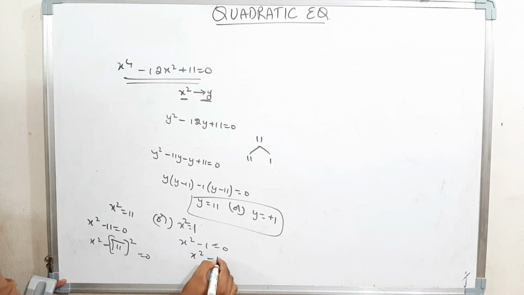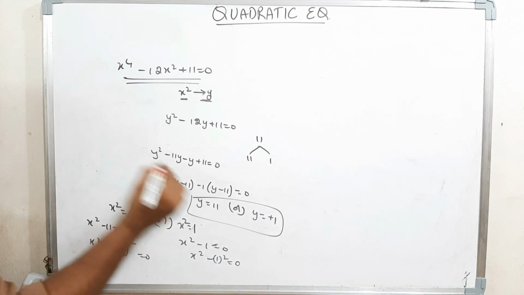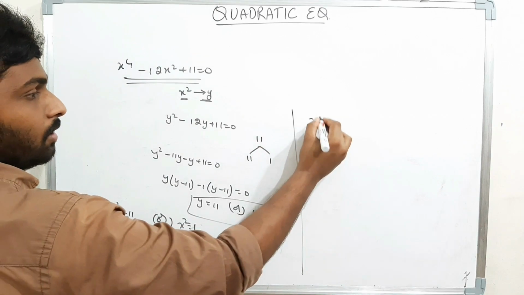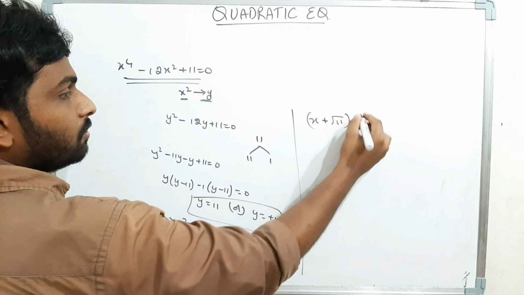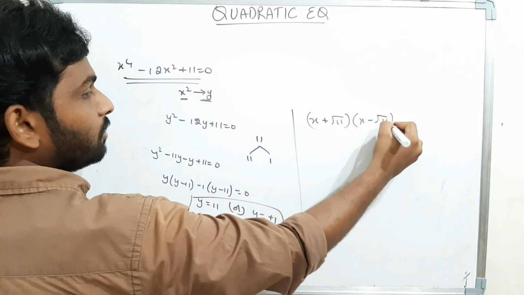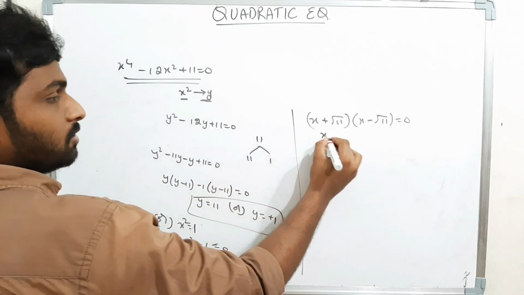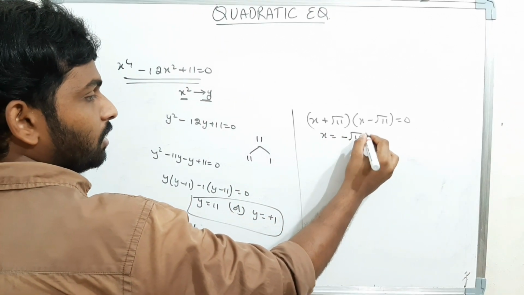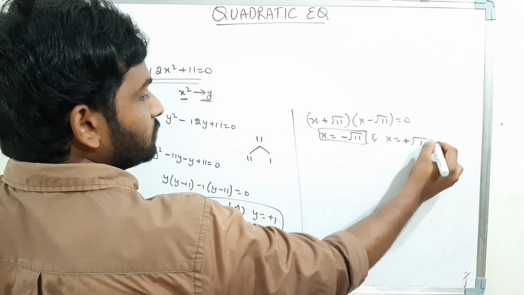x square minus root 11 whole square is equal to 0, which is in the form of a square minus b square. So what can I write? I can write it as x plus root 11 into x minus root 11 equal to 0. Therefore, x is equal to minus root 11 is one root, and x is equal to plus root 11 is another root.